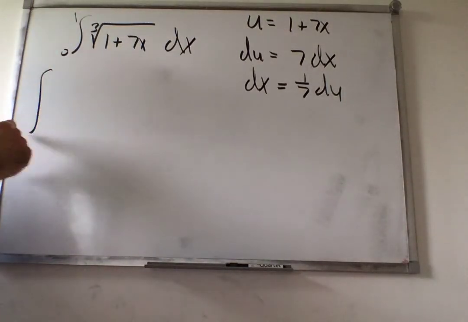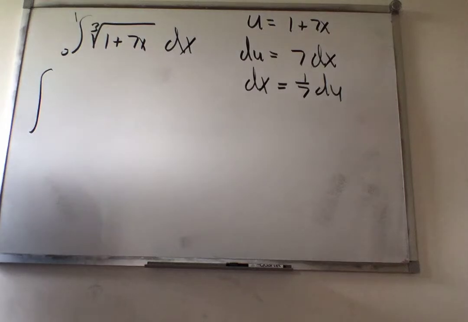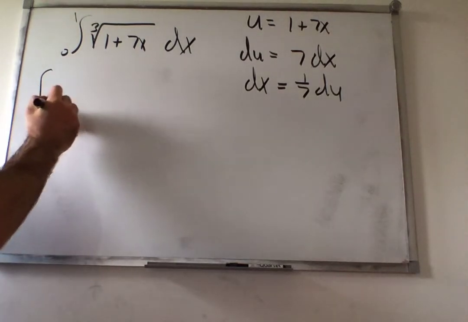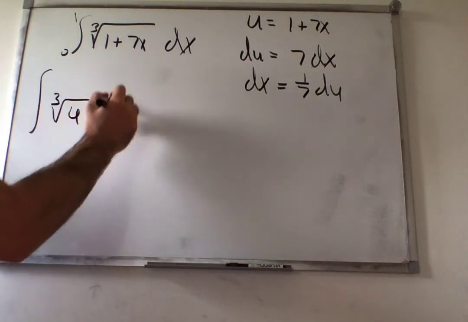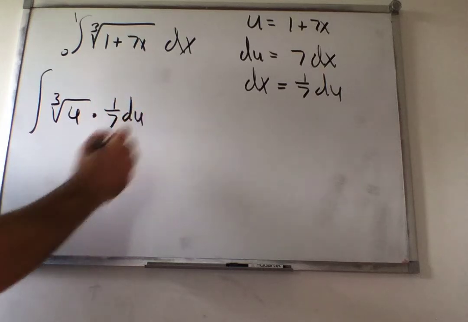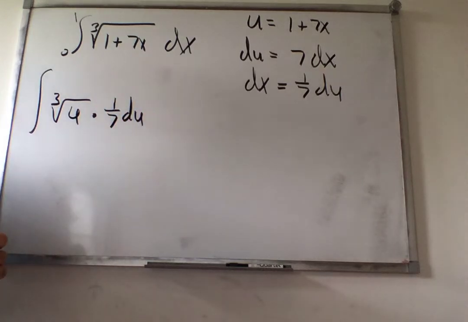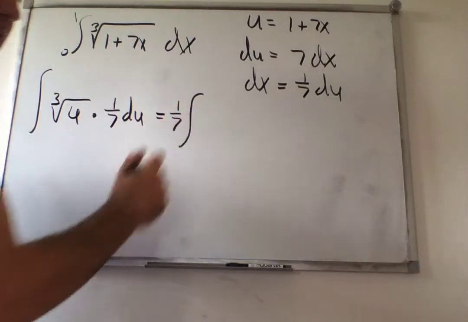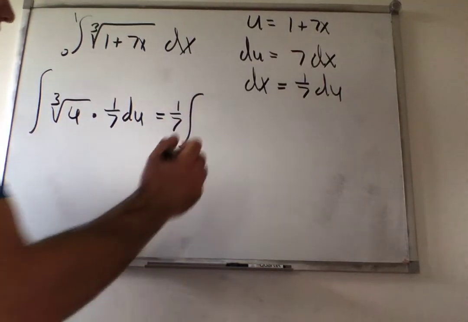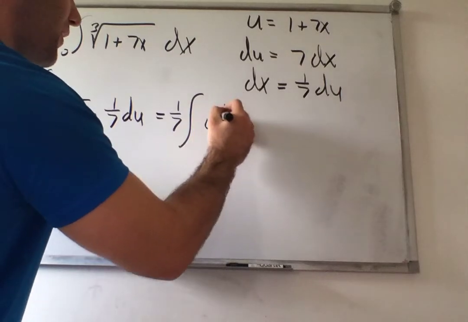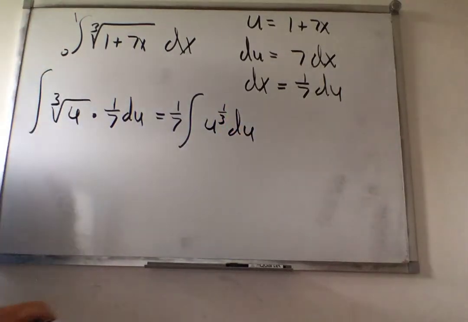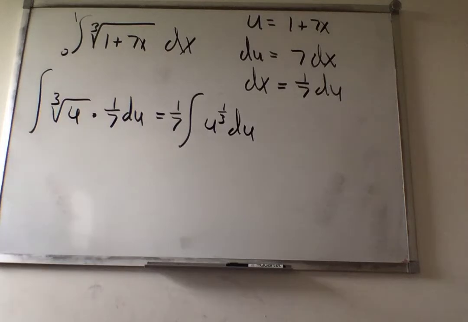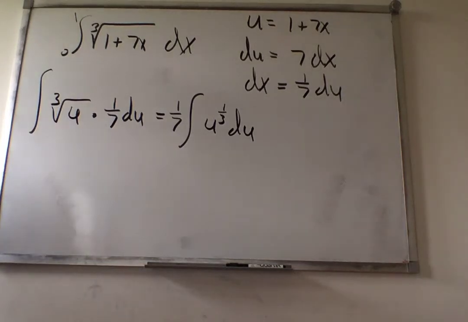So I'm not going to write my limits of integration right now. This is cube root of u times 1 over 7 du. So this is 1/7, bring the constant out front, u to the 1/3 power du. Again, it's a very simple power rule that we can undo. Let's go ahead and do this one in terms of u. We will do it in terms of x also, but let's do it in terms of u.